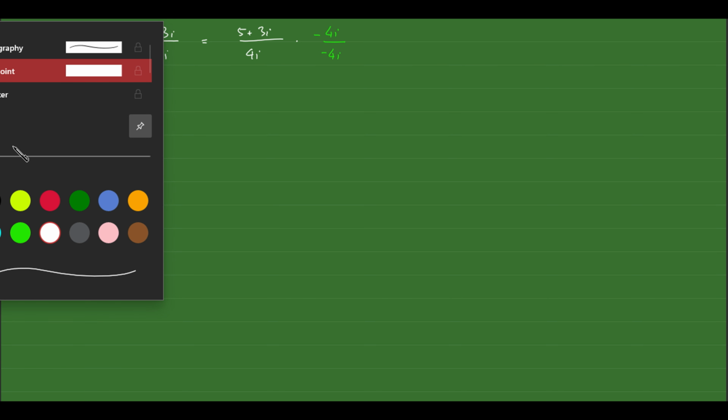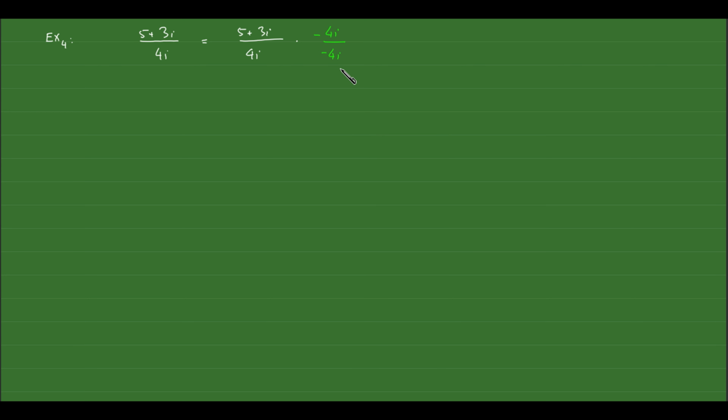Alright, so it's the same thing. We're gonna multiply the top and the bottom by the conjugate. So you're gonna multiply the top and the bottom by the conjugate of the bottom. The conjugate of the bottom will be, if this is a plus, the conjugate will be minus. So we'll multiply the top and the bottom by minus 4i. Okay, by minus 4i. So I multiply by the conjugate.